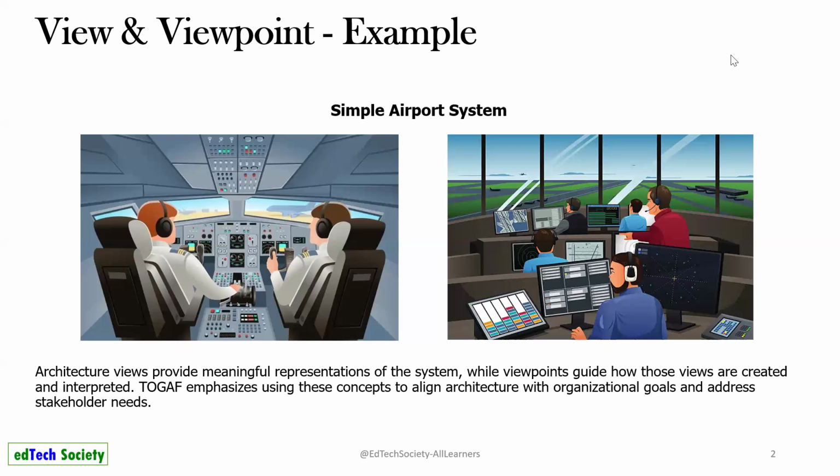Now, there are two pictures. On my left, the first picture is a cockpit view, where the pilot and the co-pilot are sitting, and they are seeing a particular view from the flight cockpit. There they can see the different controls, the runway, the other aeroplanes or flights, and related details.